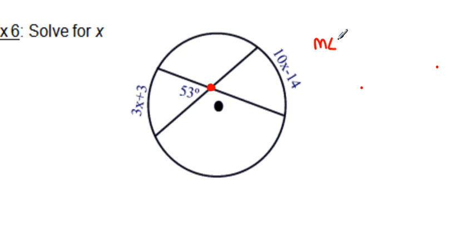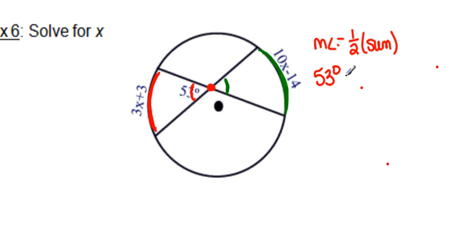So the measure of the angle is going to be equal to half the sum of its intercepted arcs. Well, the angle in this particular case is 53 degrees. There's its arc, the 3x plus 3. Its vertical angle is over here. The intercepted arc of the vertical angle is this 10x minus 14. So 53 degrees is going to be equal to half of the sum of those two arcs. So half of 3x plus 3, the red arc, plus 10x minus 14, the green arc.